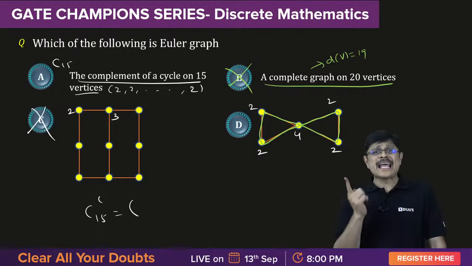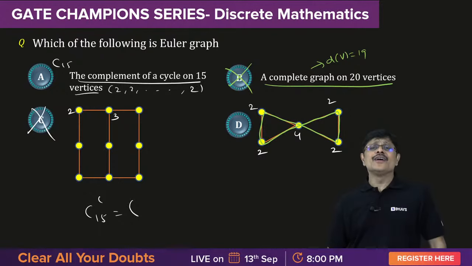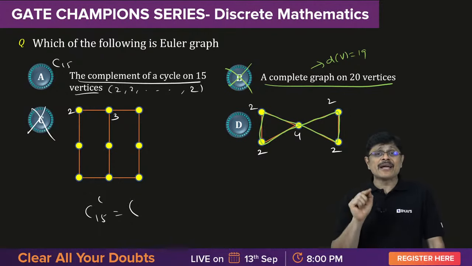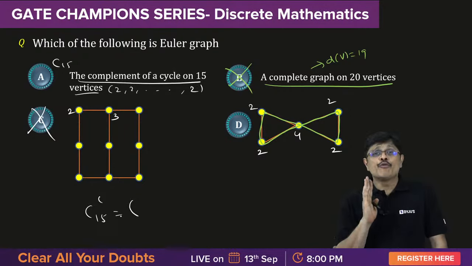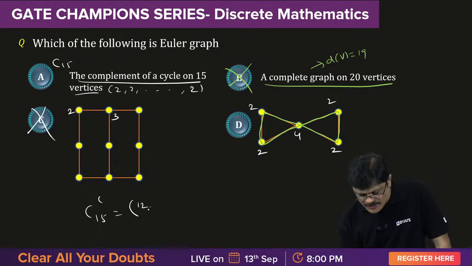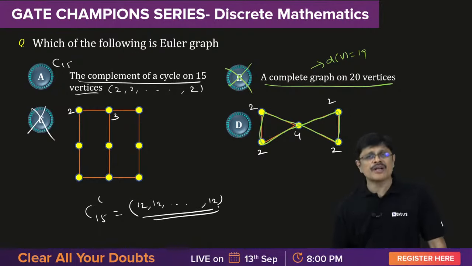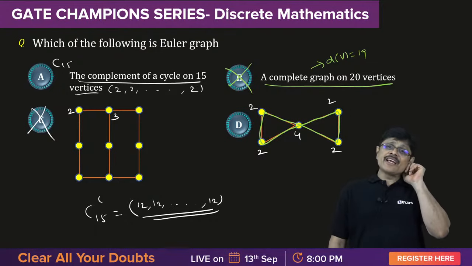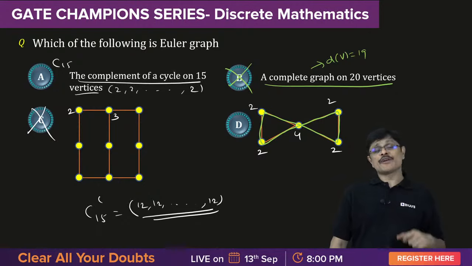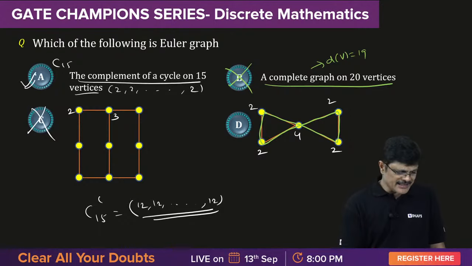15 vertices means n minus 1. We already did the degree sequence of the complement: n minus 1 minus d1. That is 15 minus 1, which is 14, minus 2. That is 12, 12, 12. So the degree of each vertex is 12, which is a minimum degree greater than or equal to (n minus 1) by 2. Therefore it is connected, and the degree of each vertex is even. Therefore this is correct, my dear friends.